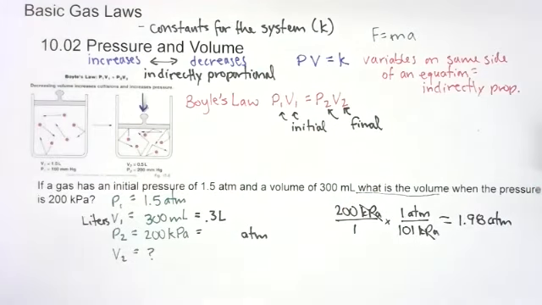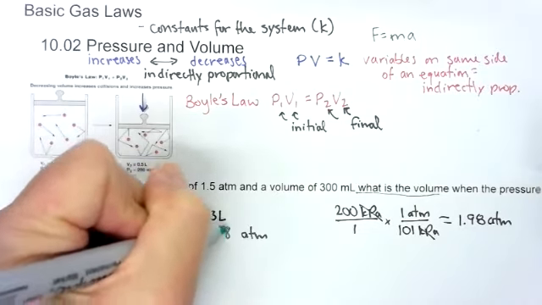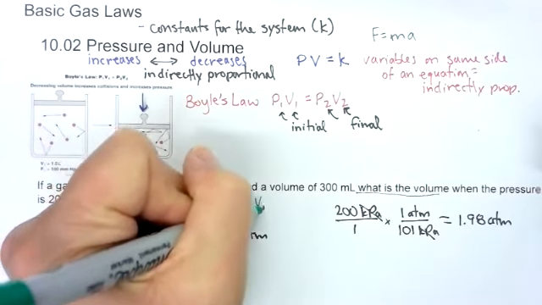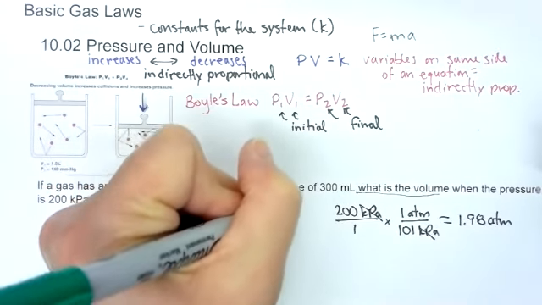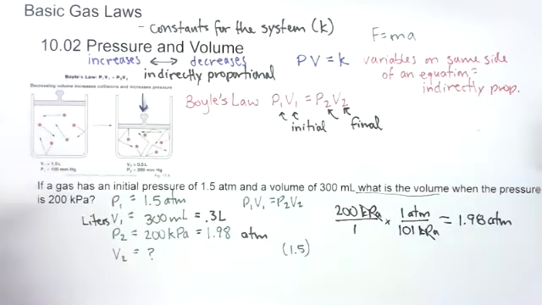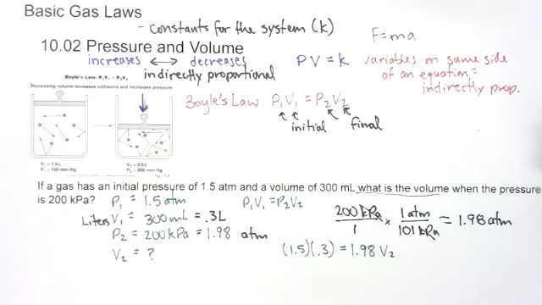So over here, I'm going to put in 1.98 atmospheres. Now my units are all cleaned up and I can solve the problem. My formula is P1V1 equals P2V2. So I'm going to have 1.5 times 0.3 equals 1.98 times V2. That's what I'm solving for.